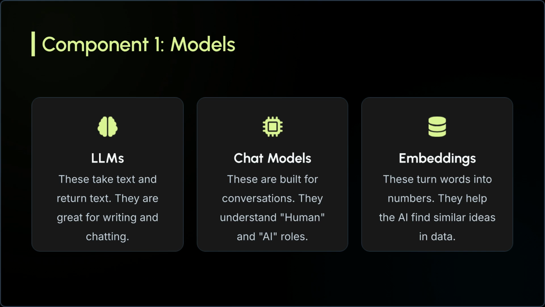Component 1 is models, which include LLMs for text in, text out tasks, chat models for conversations with human and AI roles, and embeddings, which turn words into numbers to help the AI find similar ideas in data.